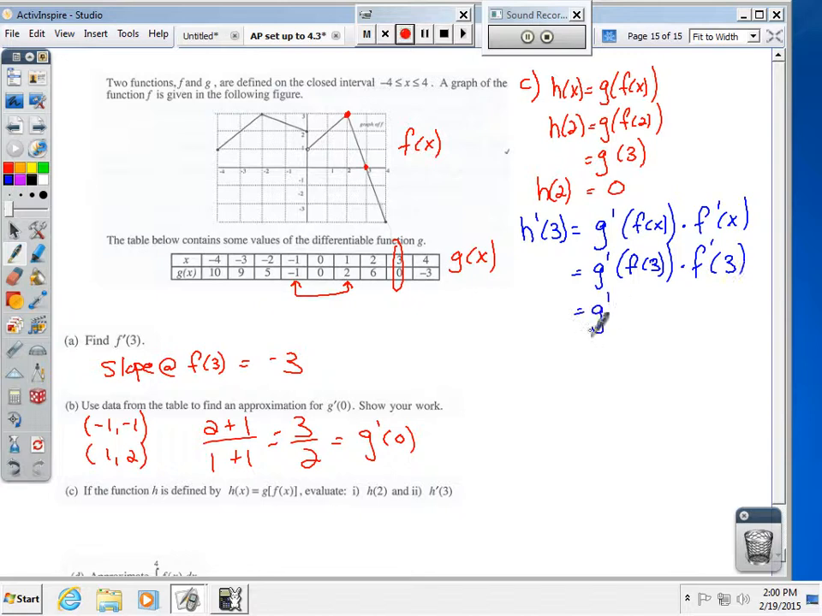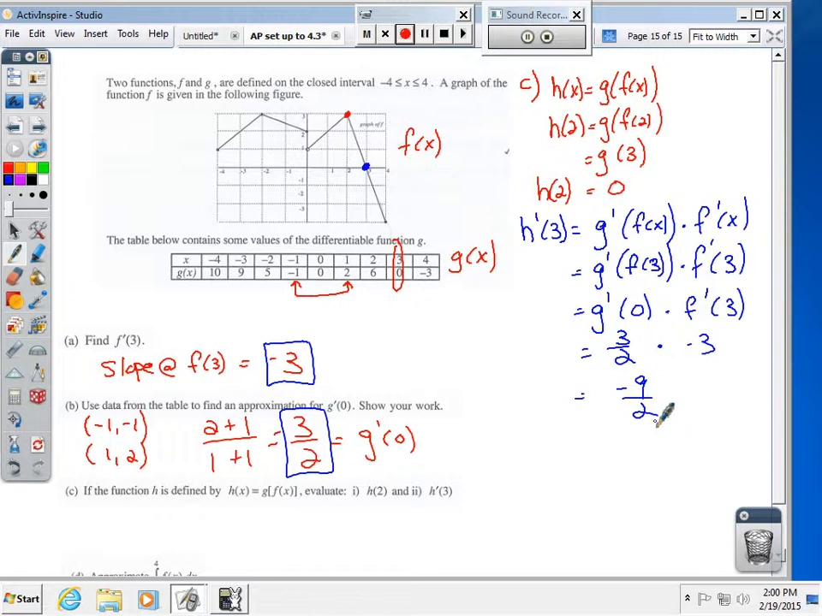Okay, so g prime of f of 3 is g prime of 0 times f prime of 3. G prime of 0 we just estimated here as 3/2. And f prime of 3 we figured out in part A, which is -3. So that should be -9/2, which is h prime of 3.